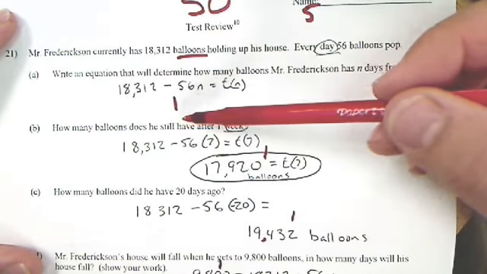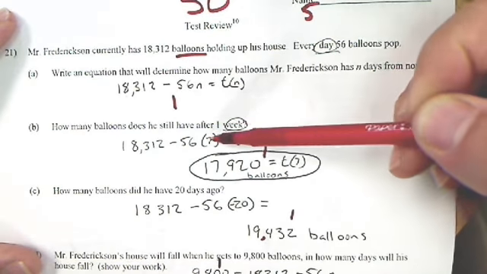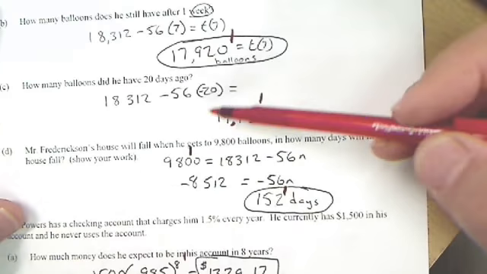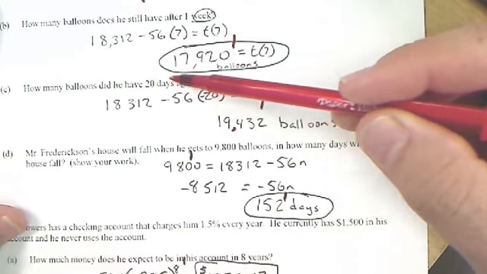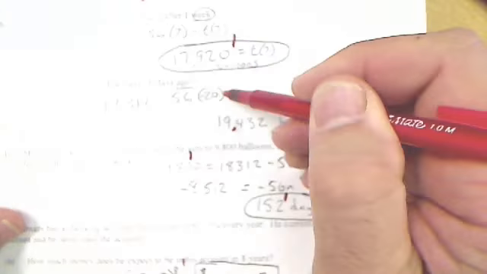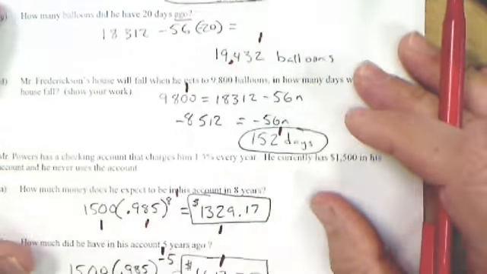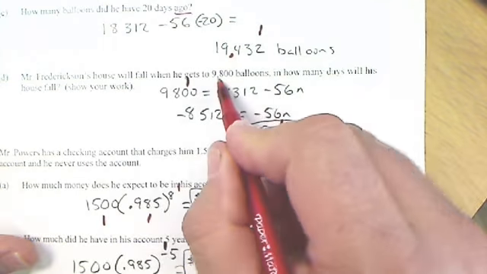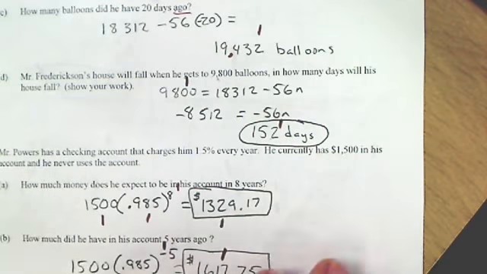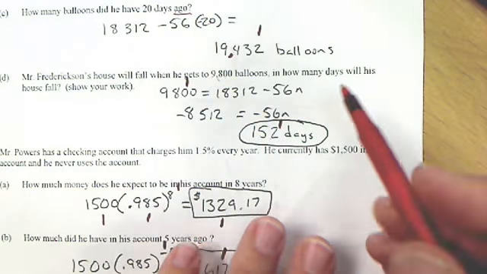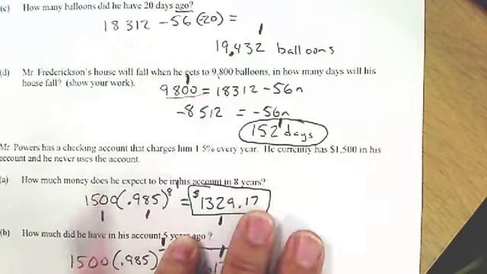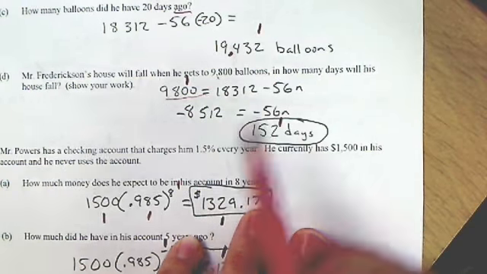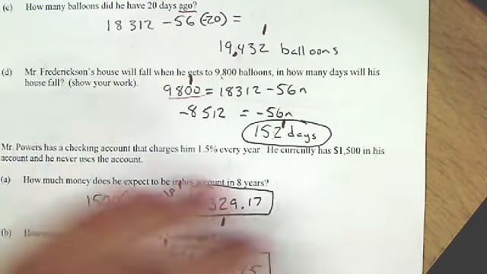How many balloons does he still have after 1 week? That's 7 days. I plugged in 7. 20 days ago is negative, so negative time. Plug it in. If his balloons get below 9,800, then he's going to fall on the ground. So plug that in for your y, and then solve, and you got 152 days.